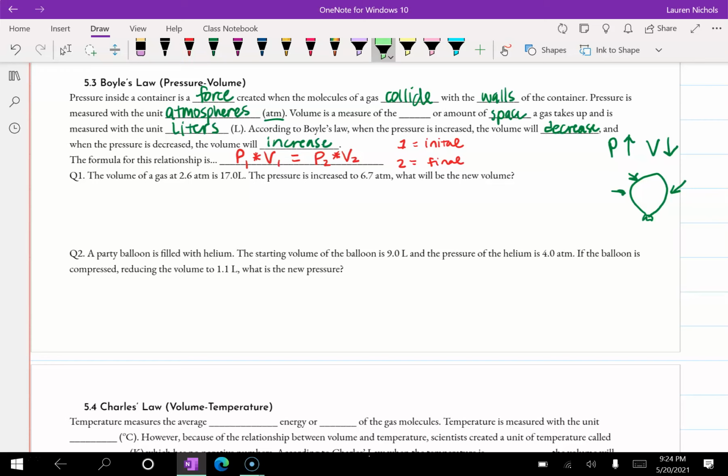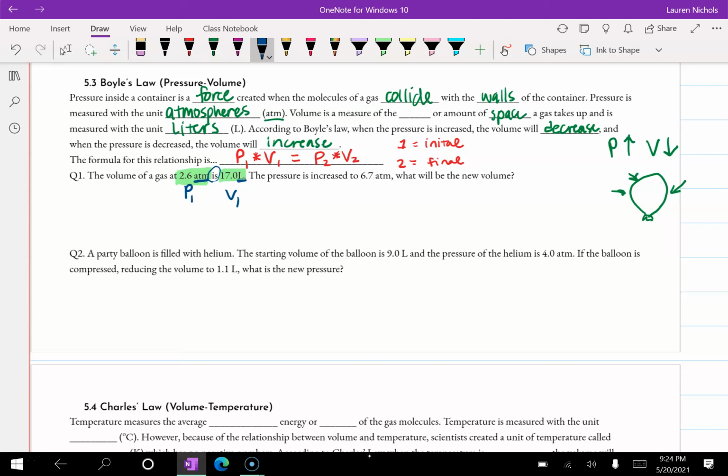And so the key thing to remember is that when we look at a problem, for example, question 1 says the volume of a gas at 2.6 atmospheres is 17 liters. So what we see here is these two numbers are connected by this word "is." They are being measured at the same time. So that means they're either both our 1s or they're both the 2s. They go together. So I've got a pressure and I've got a volume. I know that this is pressure because of atmospheres, and I know that this is volume because of liters. Because they're connected together, I'm going to make them both my 1s.